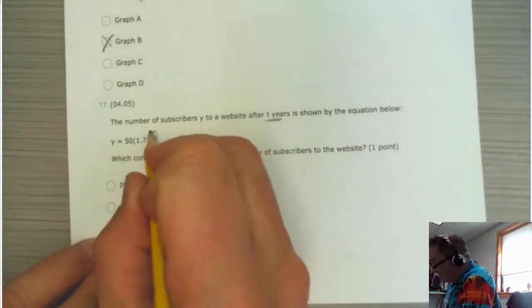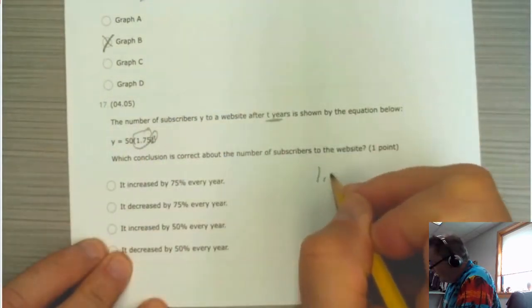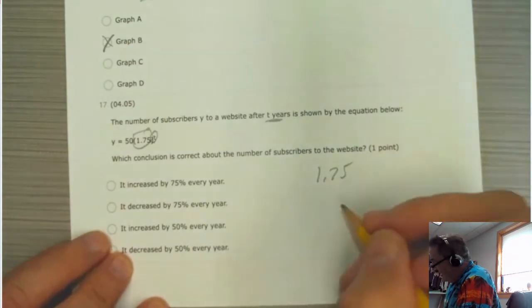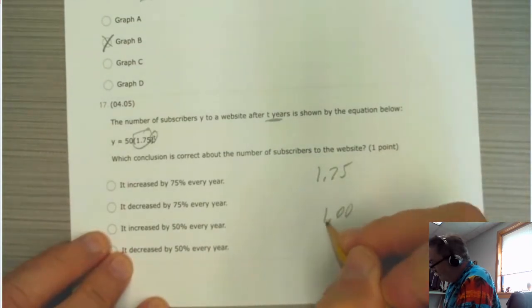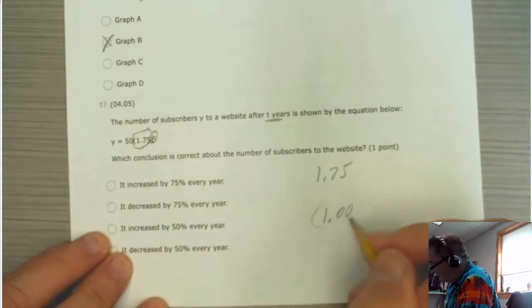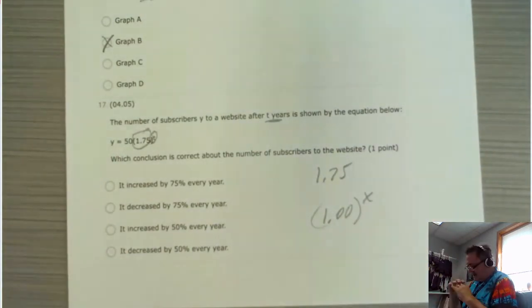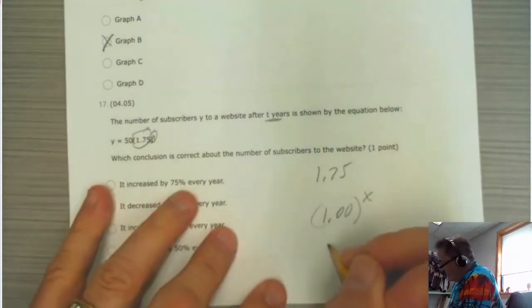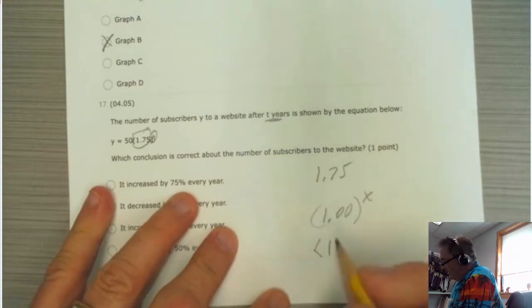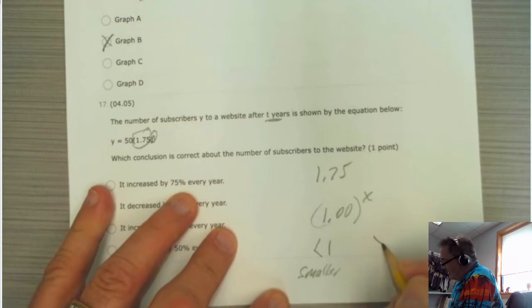So inside the parentheses, we have 1.75. If we have 1.00 inside the parentheses, there is no growth and there's no decay. It does not shrink. It does not get bigger. It stays exactly the same. Anytime it is less than 1, it gets smaller. Anytime it is greater than 1, it grows.